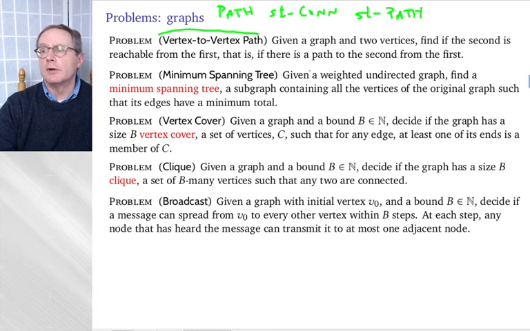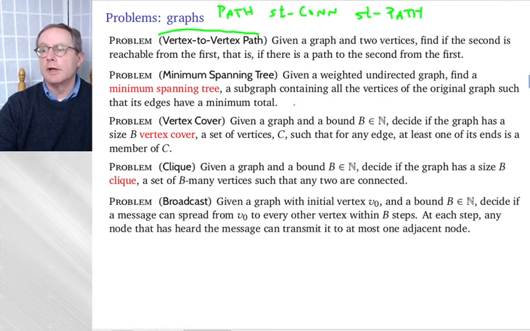Minimum spanning tree. You're given a weighted undirected graph. You want to find a subgraph that contains all the vertices of the original such that its edges have a minimal total. For example, you're trying to reach out to all the computers in a network and ping all the computers in a network in a way that takes a minimal amount of lag time.